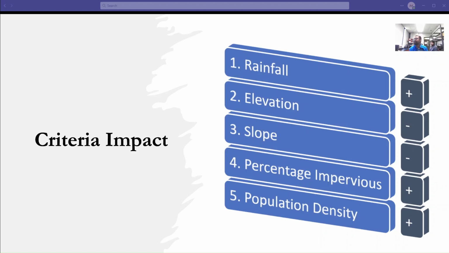Let's start with rainfall. More rainfall means more chances of flooding, so it has a positive weight. Similarly, lower elevation and lower slope mean a high chance of flooding, so they have negative impacts. And if the percentage impervious is higher or the population density is higher, they contribute to a higher chance of flooding, so both of them also have positive weights.